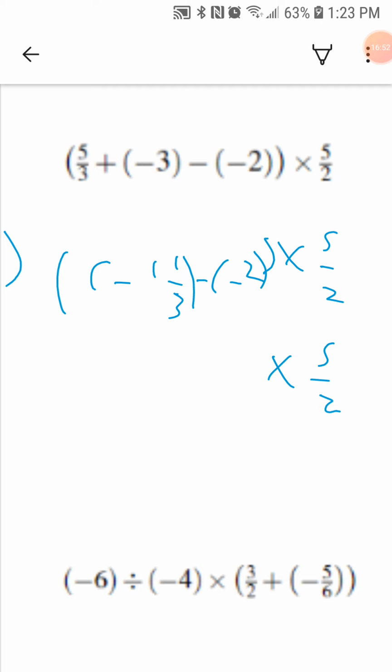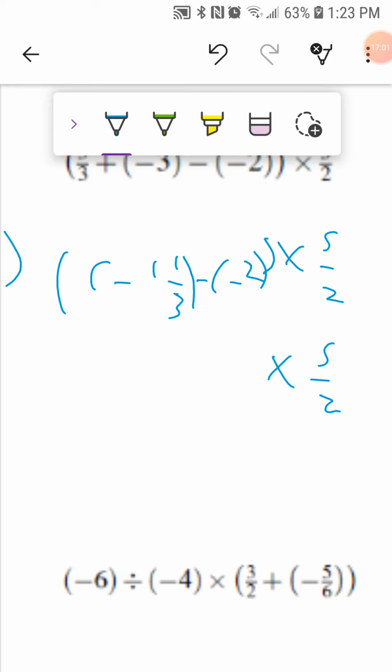Subtracting from a negative gives us a positive, or makes it plus. So 1 plus 2 is 1. Take out a third, that's positive 2/3.